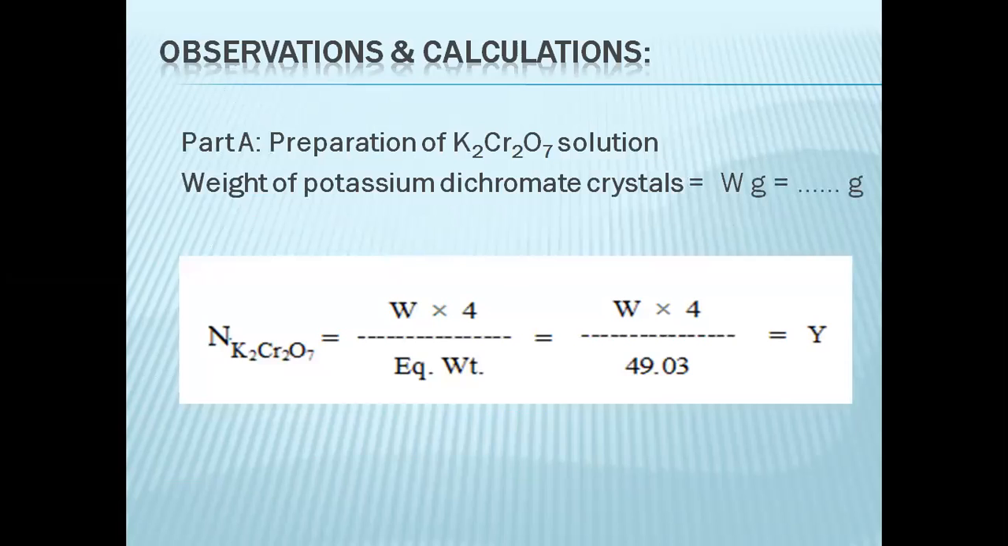Now what is the concentration of this standard solution? For that you have to calculate the normality of K2Cr2O7. How will you calculate it? You know the weight which you have weighed and transferred into the 250 ml standard flask. So you multiply that by 4 and divide by the equivalent weight. Normality is equal to W into 4 divided by 49.03. You will get the value, that is Y. Right, this is the normality of the K2Cr2O7 solution that you have prepared.